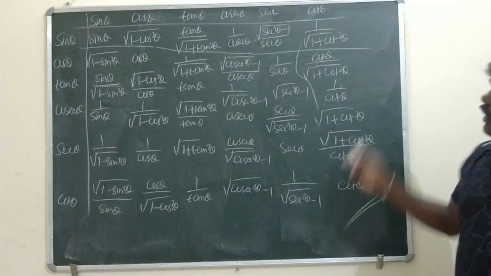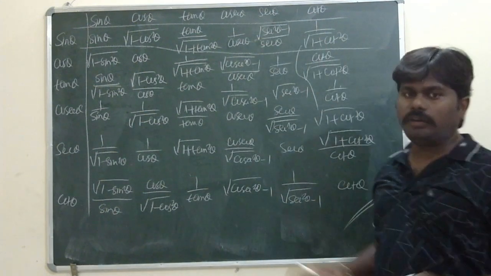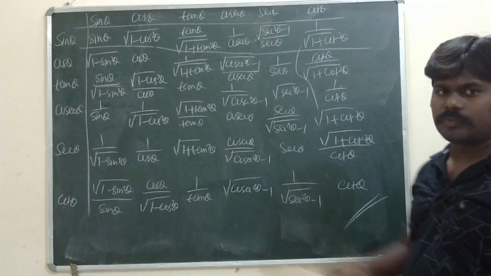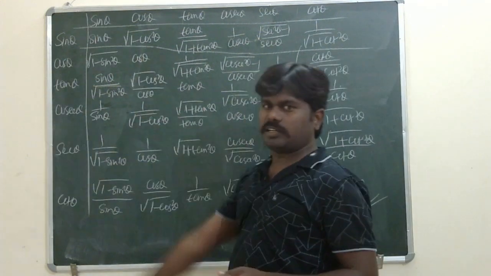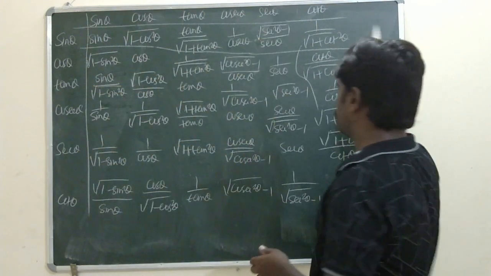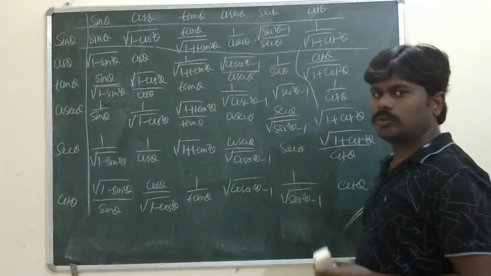So this is the total table, and in this table we can see the trigonometric ratios in terms of the remaining trigonometric ratios. Okay, so that's all about the video.